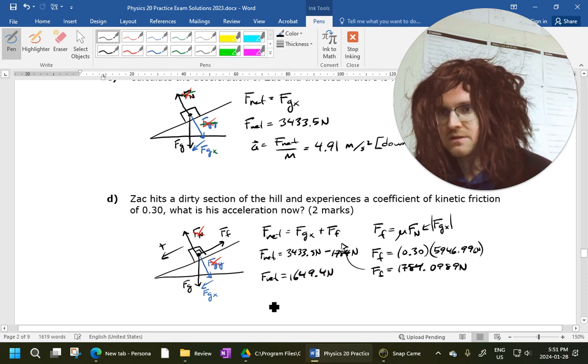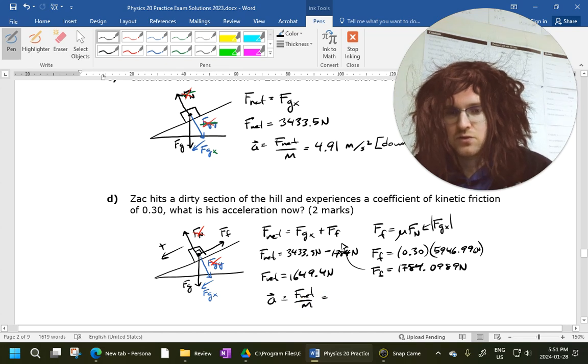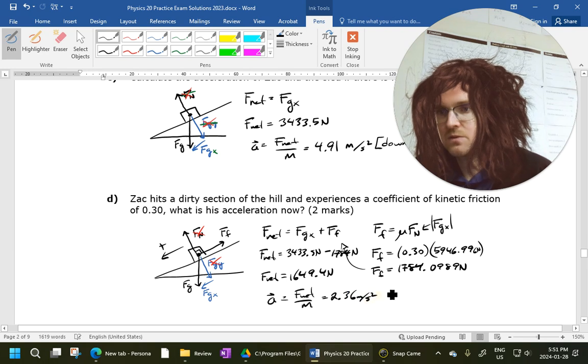1649.4 newtons. And then I can find my new acceleration, my F net divided by my mass. That's 700 again. So my acceleration now is 2.366 meters per second squared, down. Good.